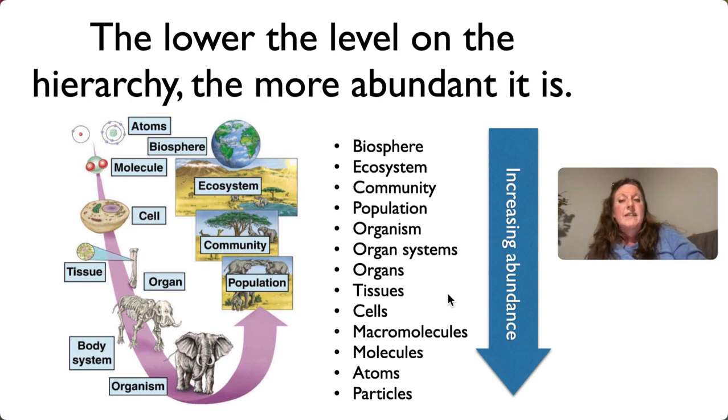Another corollary of this is that the lower you are on the hierarchical structure, the more abundant the item is. Let's just start here. There's one biosphere. In that biosphere, there are many ecosystems. In each ecosystem, there are multiple communities. In each community, there are multiple populations made up of multiple organisms, each with multiple organ systems, each with multiple organs, and so on. Which means that if you keep working down, this becomes more abundant. There are more particles in the universe or on this earth than there are any other thing on this hierarchical level.